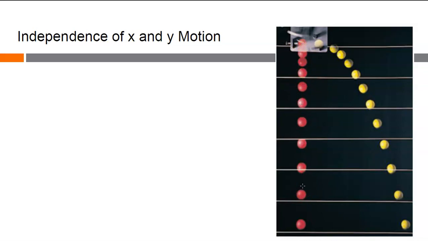And that independence is important, because every time something happens in 2 dimensions or 3 dimensions in physics, we separate it out and we say, well, what's happening in X? What's happening in Y? What's happening in Z if you had 3 dimensions?